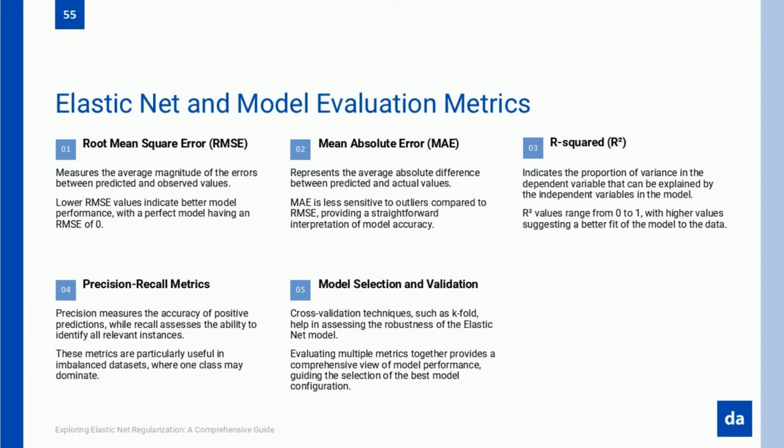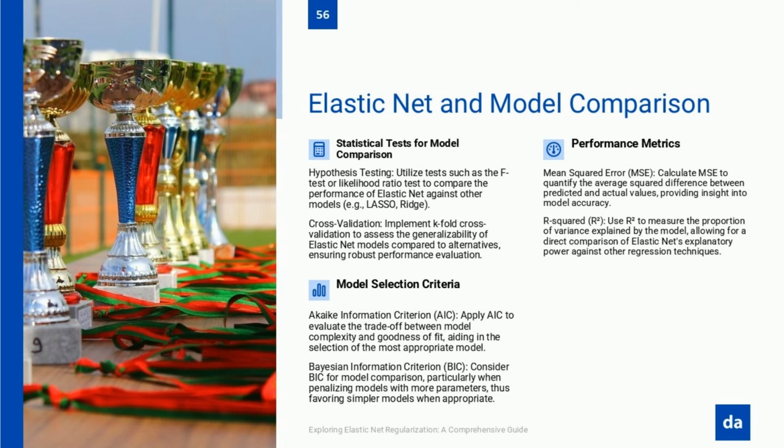Now that we understand how to measure performance, the next step is comparing Elastic Net with other modeling approaches, helping us decide when it's the best choice and when alternative models might be better suited for the task. Elastic Net is a powerful tool, but how does it stack up against other machine learning models? The choice of model depends on the data, the complexity of relationships between variables, and the trade-offs between accuracy, interpretability, and computational efficiency. While Elastic Net combines the strengths of Lasso and ridge regression, other models may be better suited for specific tasks.